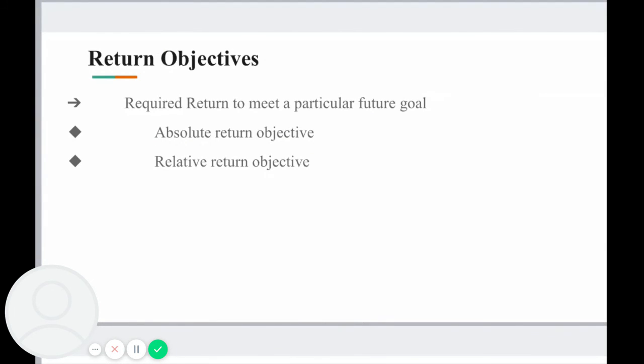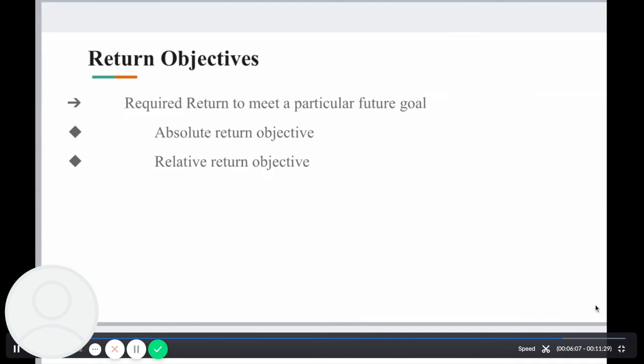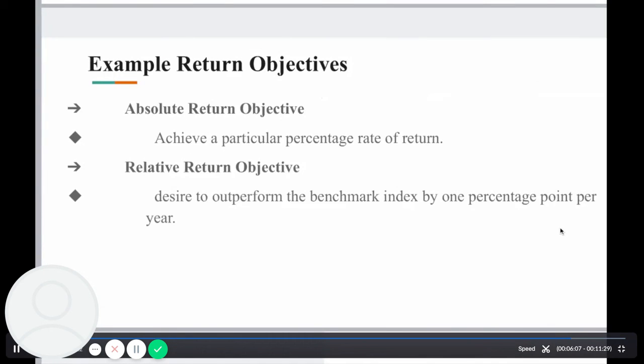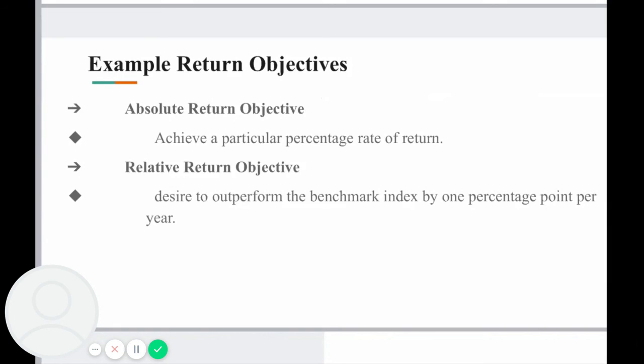Last to risk objectives, the investment policy statement also describes the return objectives, and like risk objectives, a client's return objectives can be absolute or relative. So a client might want to achieve a particular percentage rate of return. For example, a client wants to achieve an 8% rate of return in the next 20 years. Those types of return objectives are classified as absolute return objectives.